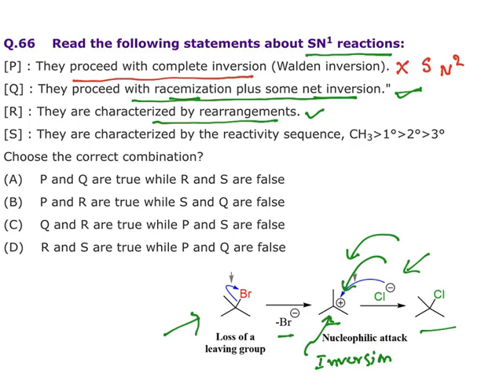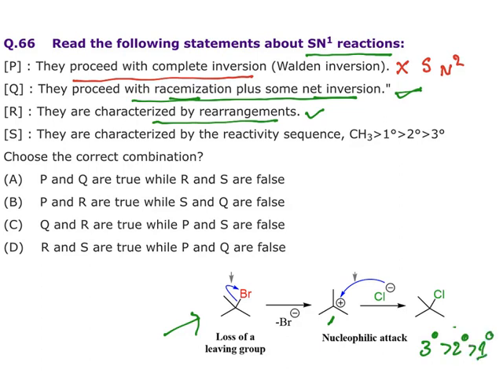Rearrangement is possible whenever there is a formation of carbocation. See, carbocation stability is according to tertiary is greater than secondary is greater than primary. So if there is a primary carbocation, it can rearrange to tertiary. If secondary is there, it can rearrange to tertiary. So rearrangement is always possible. This is true. Now, next one.